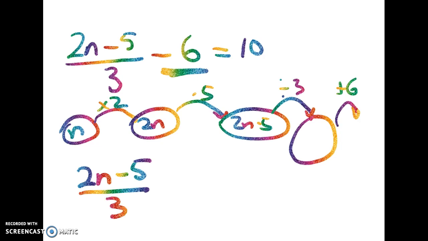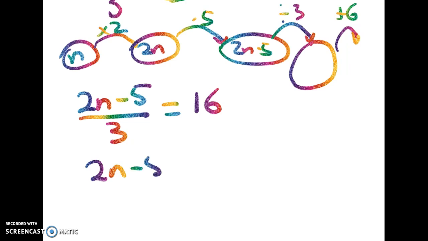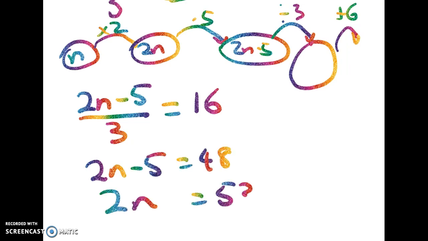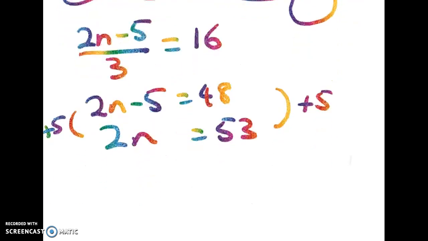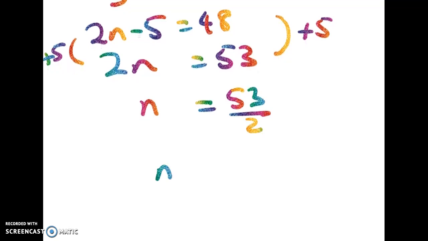(2n minus 5) over 3 is equal to 16. Now we're back to an easy one. 2n minus 5 is equal to 48. 2n equals 53, so I'm adding 5 here. And lastly, dividing by 2, I get n is equal to 53 on 2. 53 divided by 2, or n is equal to 26 1/2.